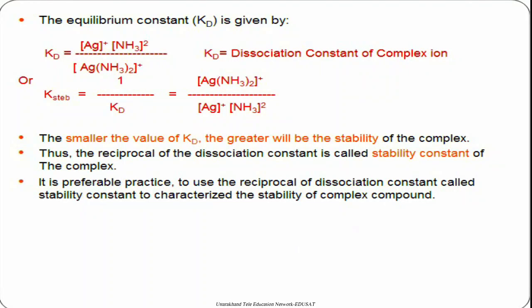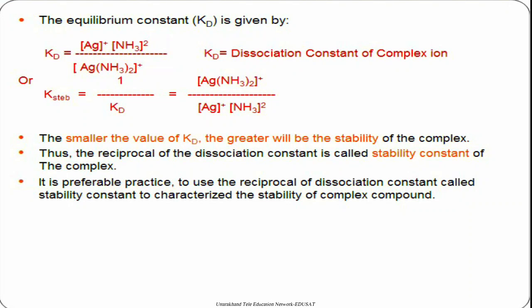The equilibrium constant, that is Kd, or dissociation constant, is given by Kd equal to the active mass of Ag+ ion and NH3 molecules, which are the products, divided by the active mass of the complex ion, which is the reactant. From the Kd, the dissociation constant of the complex ion, we can also find out its stability. Stability is the reciprocal of this, 1 upon Kd.